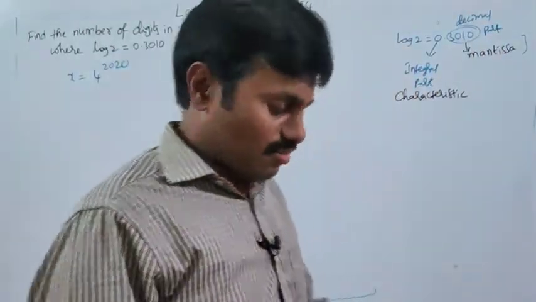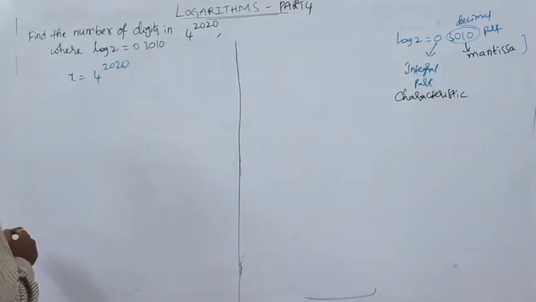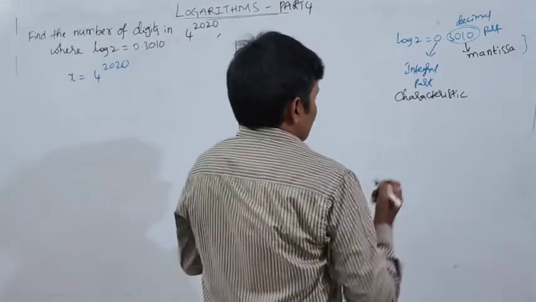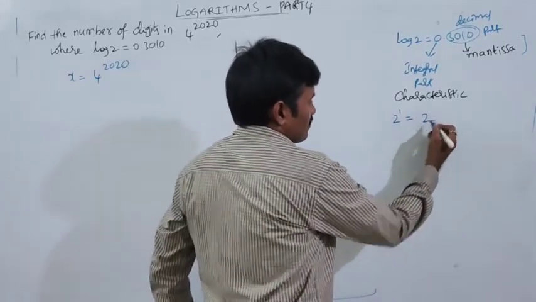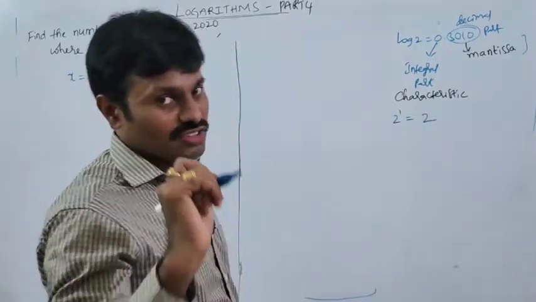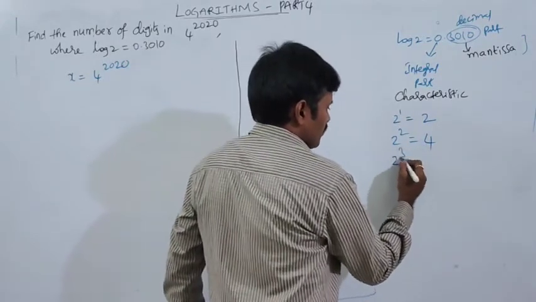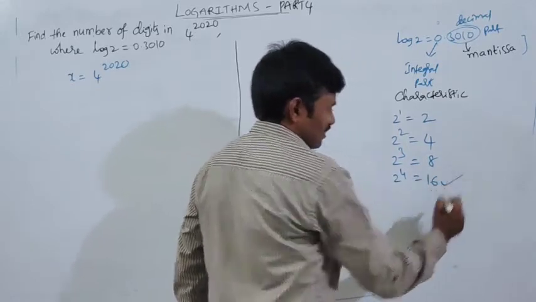Is it clear? Now see what the use of this is. Let me solve it simply. Suppose I take 2 power 1; how many digits are there in this expansion? That is my question. 1. In 2 power 2, how many digits are there? 1 itself. In 2 power 3, how many digits? 1. In 2 power 4, that is 16, 2 digits are there.